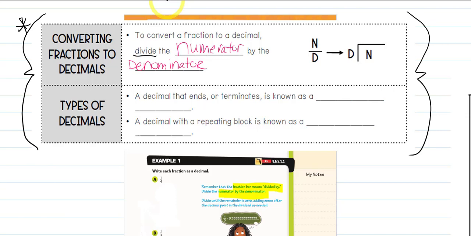And this is how you set up your long division here. So if you look, the numerator is being divided by the denominator. The number on the top is what goes on the inside when you set up your division. Okay. Once you set that up, you're going to do a long division. We'll practice that in a moment. And your answer is going to be in the form of a decimal. We have two types of decimals that we're going to be learning about in this video. They are called terminating decimals and repeating decimals. Let's take a look.